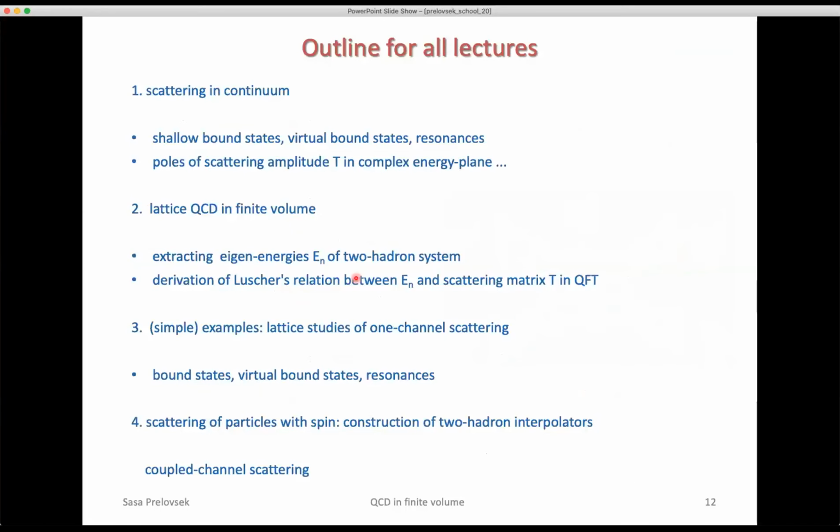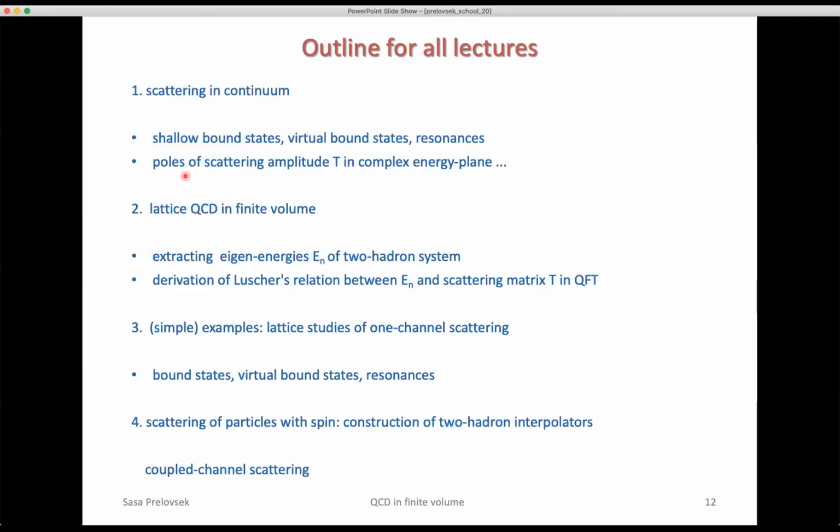Okay, now with this motivation, let me give the outline of the lectures. In the first lecture, that means today, we will only do scattering in the continuum. Sorry, no finite volume lattice QCD, but I think whatever we say will be crucial for the lectures that will follow, because we'll learn how to extract shallow bound states, virtual bound states, and resonances. On the lattice, we'll extract the scattering matrix. But today we'll learn, once you have a scattering matrix, how do you recognize that you have a shallow bound state, virtual bound state, or a resonance? And we'll also discuss poles of the scattering matrix in the complex energy plane and stuff like that.